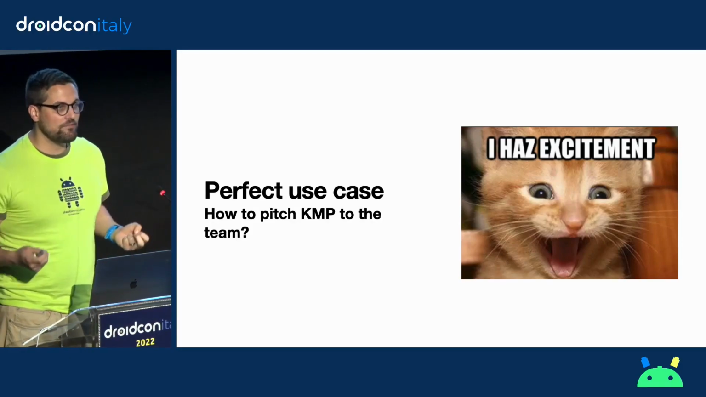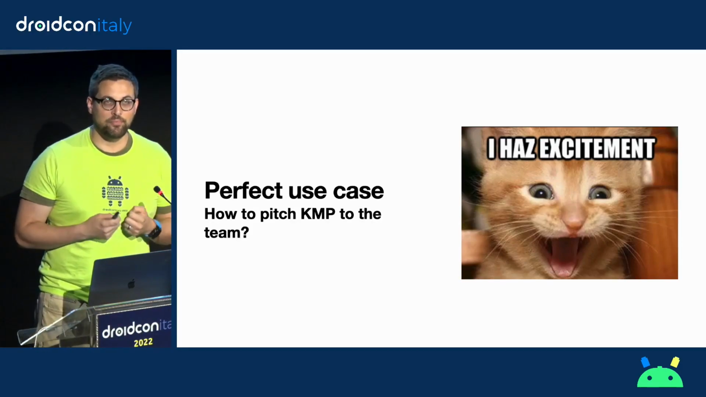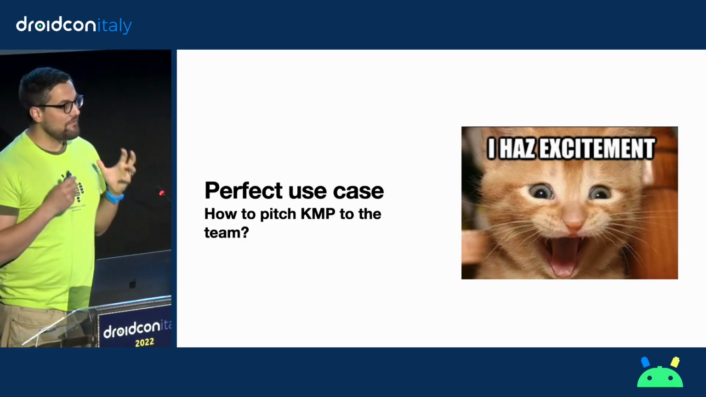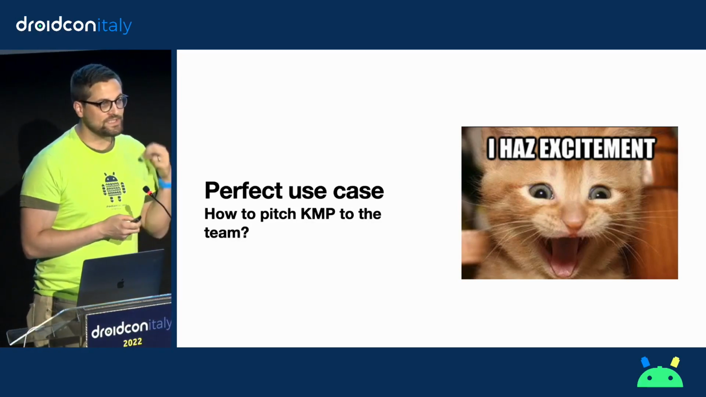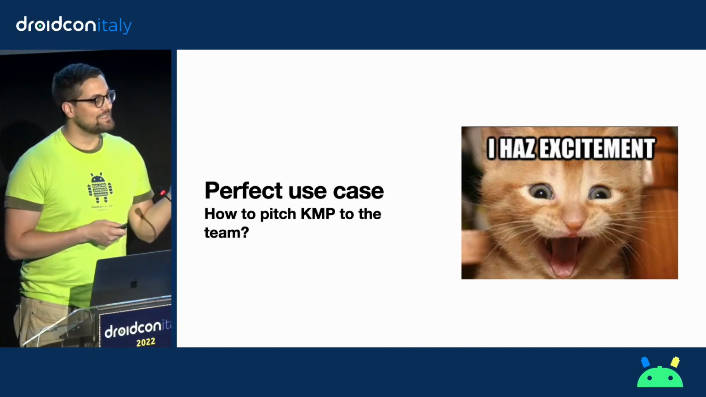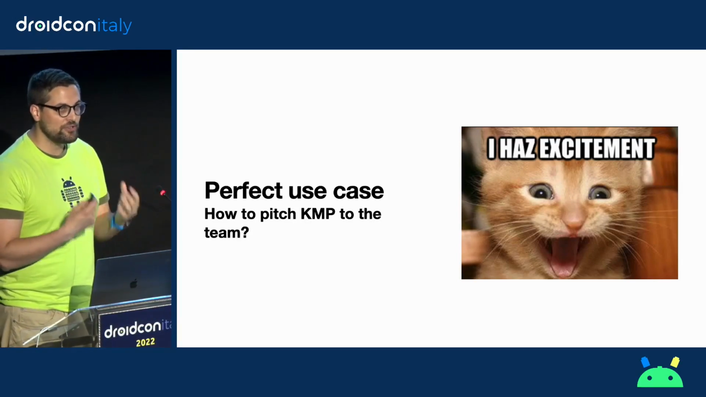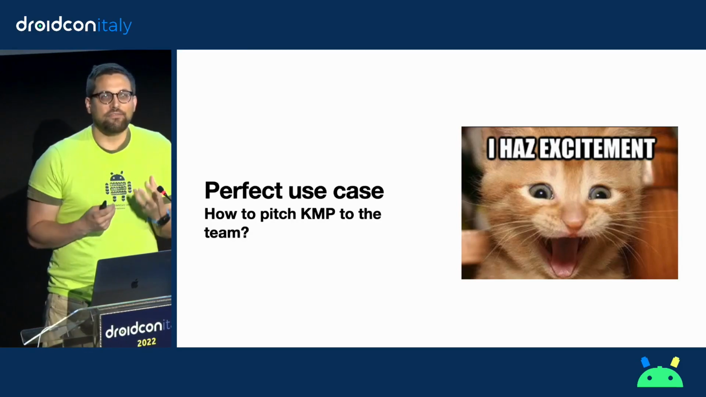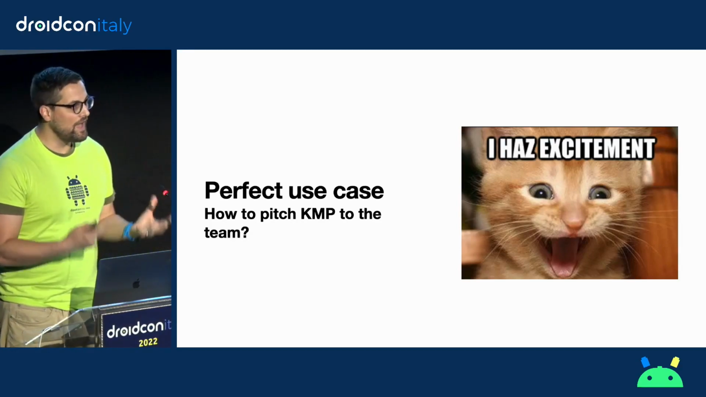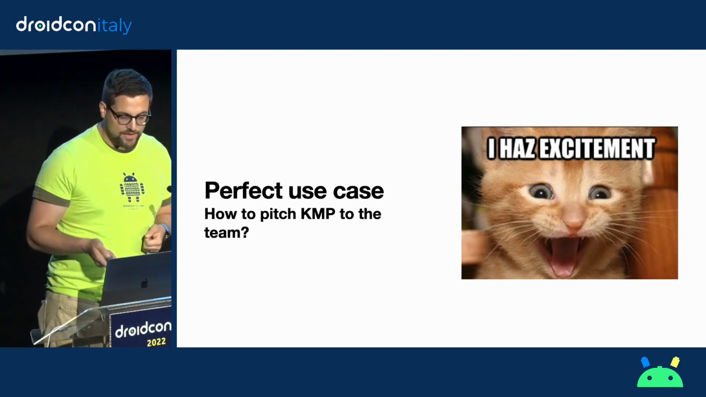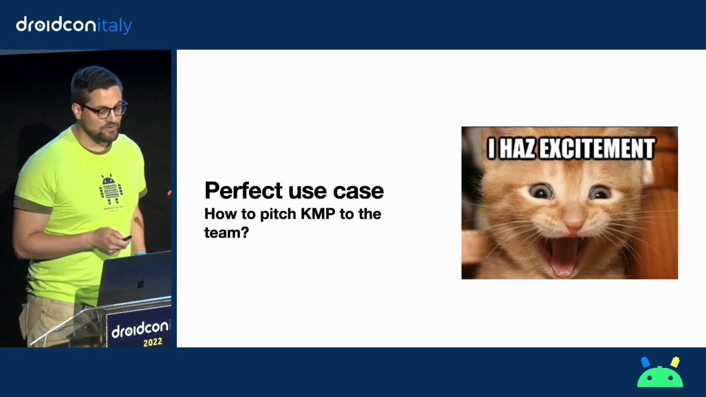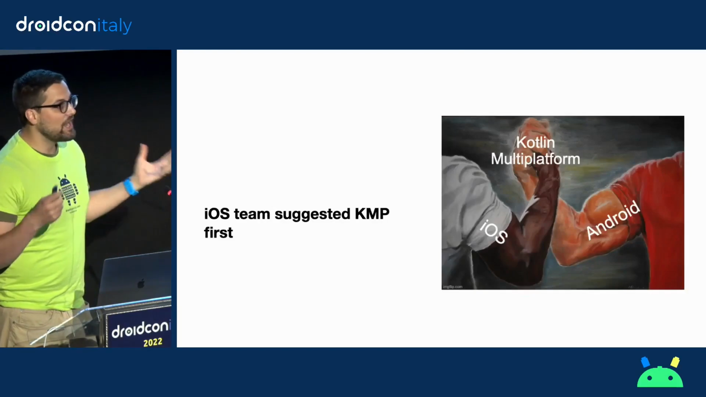As a Kotlin fan, someone that had been following Kotlin Multiplatform, I'm excited inside. I'm thinking, finally, this is the perfect use case for Kotlin Multiplatform. This is my best bet to pitch this as a technology. So I started thinking about how am I going to do this? How am I going to craft my argument to make that case that, hey, I think this could work for our team? And as I kind of spoiled yesterday in the roundtable, turns out I did not really have to do that.